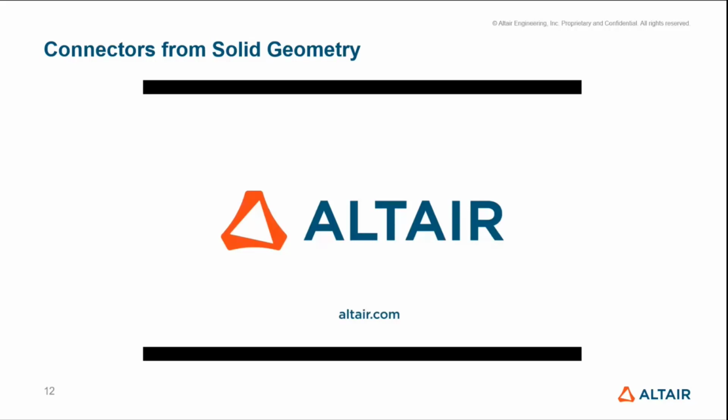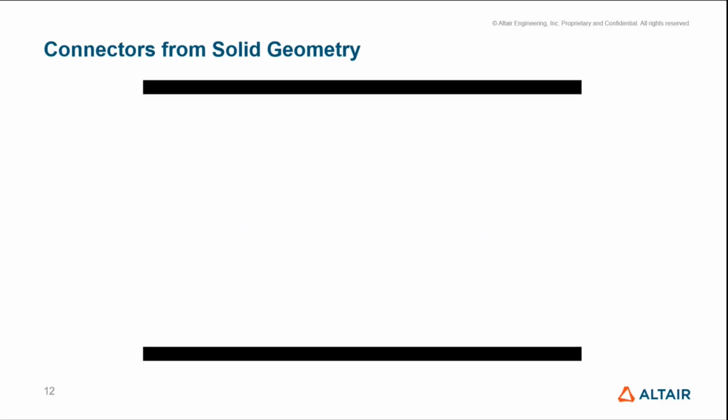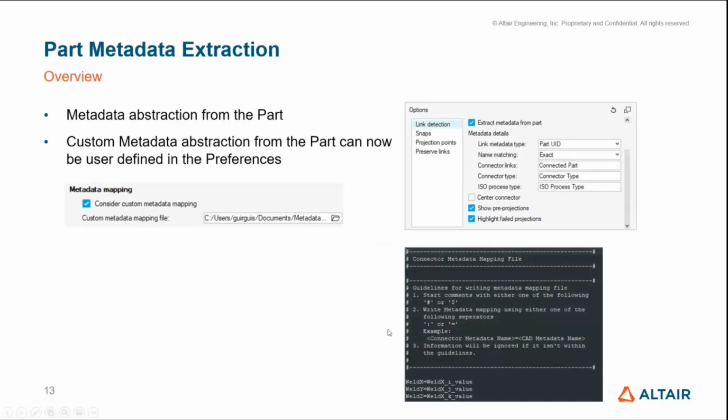What we don't do at the moment, that we are looking for in a future perspective, is abstraction of metadata from the geometry. So trying to find diameters from the bolt size and that sort of thing. That's something that's in the plans for the future, but we currently don't do that. What we do, however, is abstraction from the part.